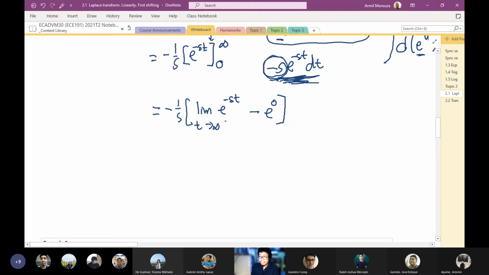Again, this might be something na medyo hindi kayo familiar. Baka first time nyo ma-encounter itong gantong interpretation ng improper integrals. Okay. Now, what happens here? What's the limit of e raised to negative st as t approaches infinity?